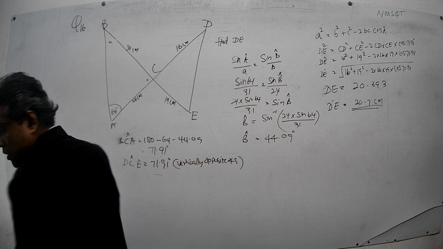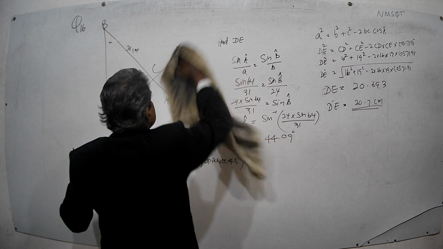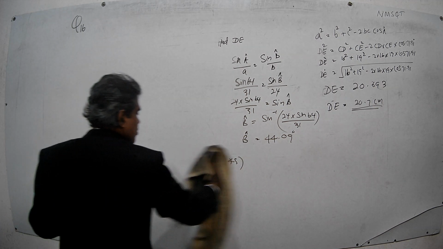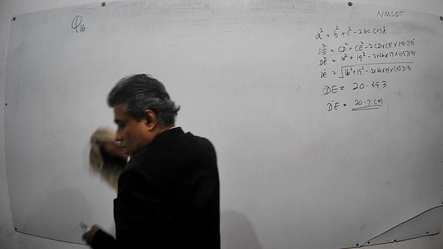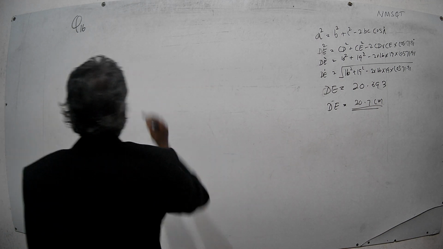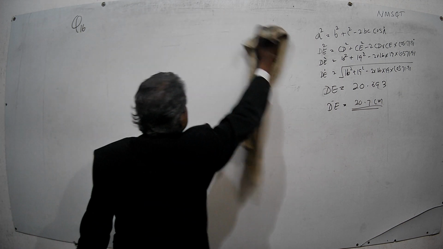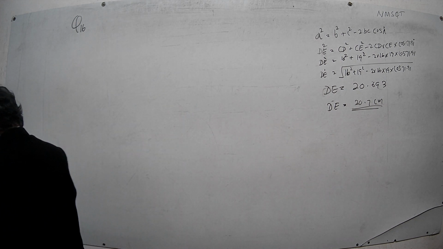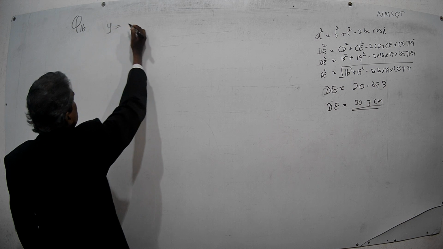We will do question number 17. Then I erase this. You have this diagram in the paper. Question 17 says y is inversely proportional to the square root of x. They say y is inversely proportional to the square root of x.